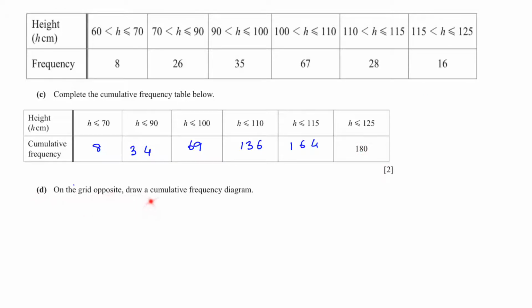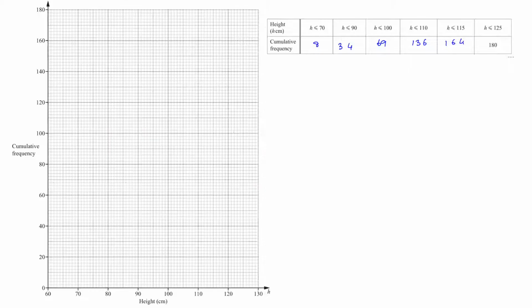Part D. On the grid opposite, draw a cumulative frequency diagram. To plot this cumulative frequency, we have to use this table. The height is given to us and the cumulative frequency is given to us. The height is your x-axis and your cumulative frequency is your y-axis. So when your height is 70, your cumulative frequency is 8. Each of these small values represent two frequency. So we are going to plot the points now, and that's how it will look. And join the curve together, and it should be a smooth curve.